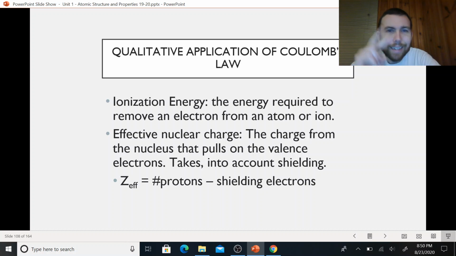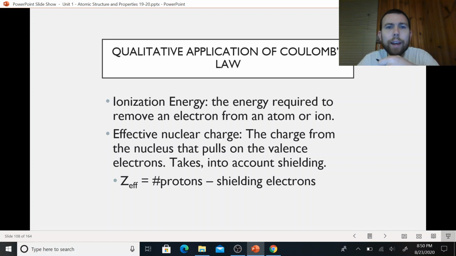The second qualitative application is with something called effective nuclear charge. I imagine for many of you, effective nuclear charge is probably a new term that you're not familiar with. I want you to think of effective nuclear charge as the charge from the nucleus that pulls on the valence electrons. Just think about it this way. The protons are residing in the nucleus, and they're positively charged, and you've got the electrons in the electron cloud. Now, positive and negative charges, when they get close to each other, have an attractive force.